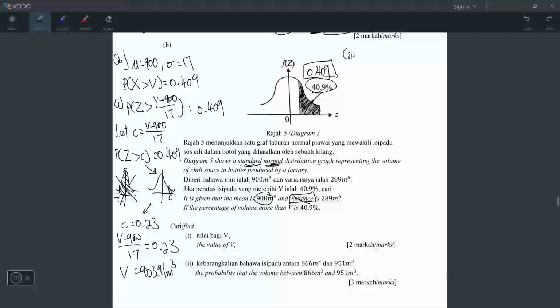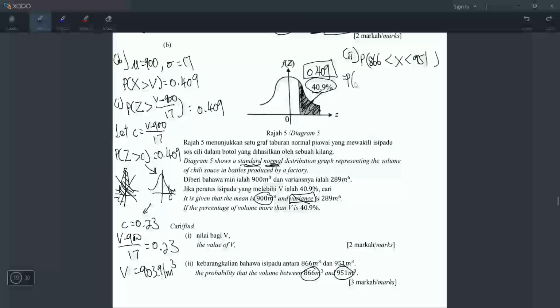Okay, let's do question number 2. Number 2 is what? Find the probability that the volume is in between 866 and 951. Okay, so probability in between what? X in between 866, the small number put in front, the big number put here. Okay, so this is how you write in between.